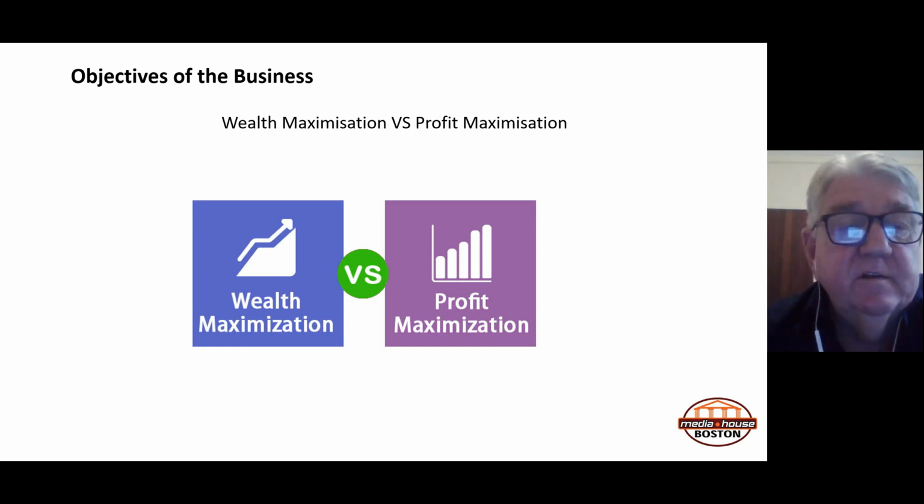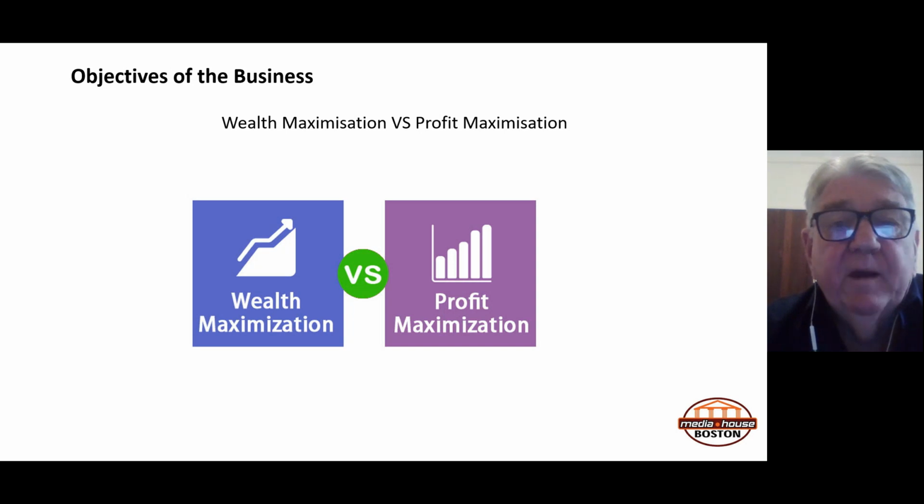Okay, the objectives of a business. One must understand that a business exists primarily to make money for its shareholders. And when we talk about making money for its shareholders, we talk about wealth maximization. So whatever the business does, it must always keep in mind the objective is to maximize the wealth of the shareholders. Shareholders are people that hold shares in a company, and they get rewarded for investing their money in a company by means of dividends and by means of growth in the share price.